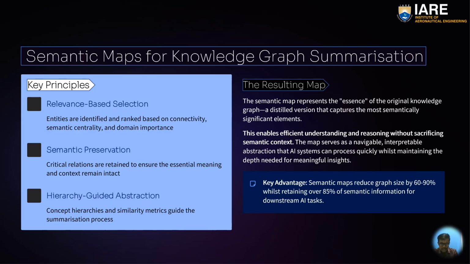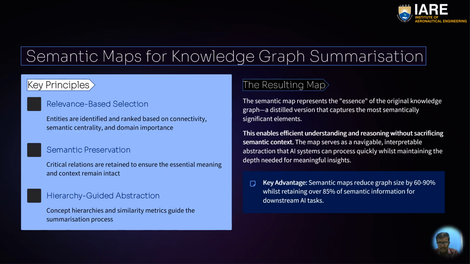The next key principle is semantic preservation. Critical relations are retained to ensure that the essential meaning and context remain intact. Hierarchy-guided abstraction: the concept hierarchies and similarity metrics guide the summarization process. This results in such a map, a semantic map that represents the essence of the original knowledge graph, a distilled version that captures the most semantically significant elements.